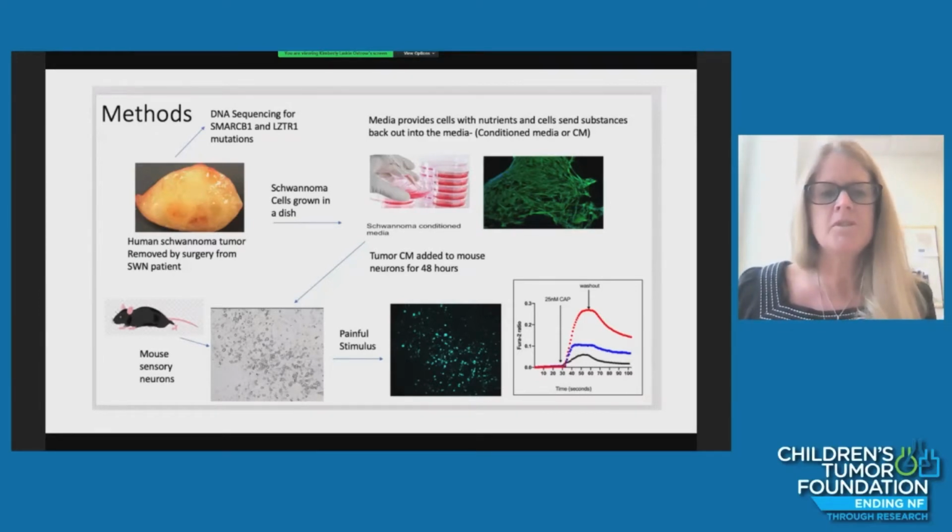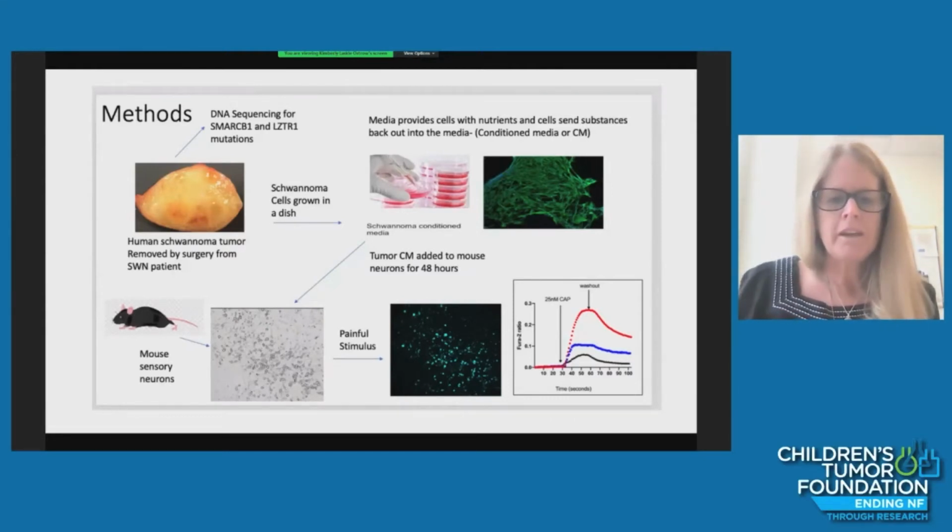So we've been looking at SMARCB1 and LZTR1 mutations in these patients. We've been taking the cells from the tumor, growing them in the dish, and then taking off the conditioned media just to see what these cells, what these tumors, are secreting. Do they secrete something that acts on sensory neurons that makes these neurons fire either spontaneously or makes them more susceptible to painful stimuli?